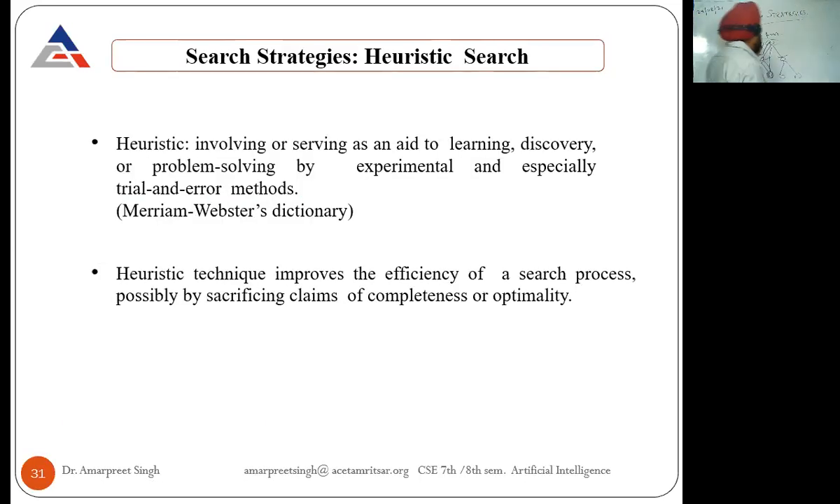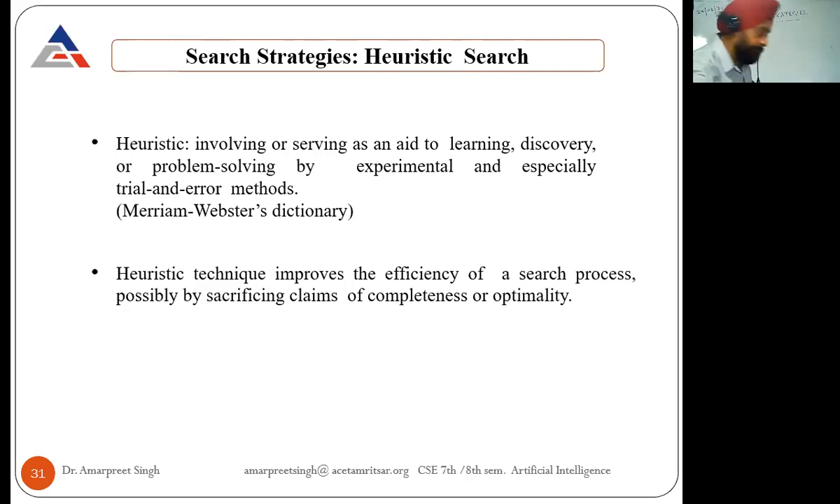One thing is important about uninformed search and heuristic search. In heuristic search, what happens? First, go through the heuristic search. Heuristic means involving or serving as an aid to learning, discovery or problem solving by experimental and especially trial and error methods. A heuristic technique improves the efficiency of the search process, possibly by sacrificing claims of completeness or optimality. For this, I will discuss with you completeness.